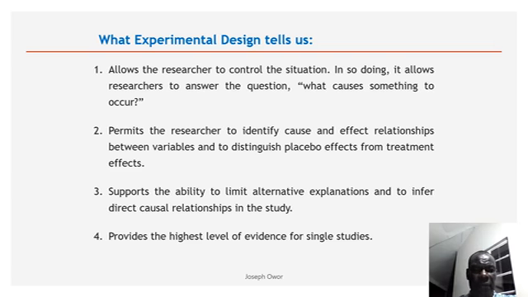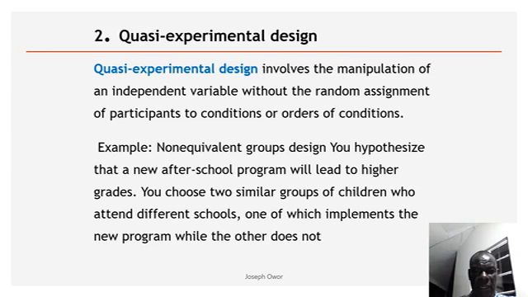And finally, number 4, it provides the highest level of evidence for single studies. If you do a single study, you can be sure to say A causes B. Having done this experimental design, we now go to the quasi-experimental design.